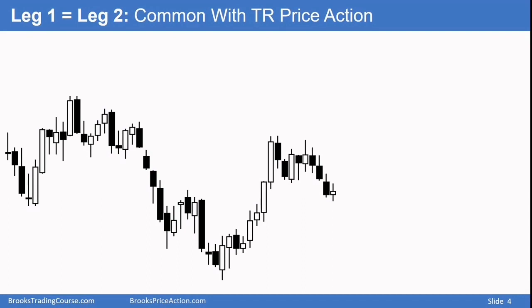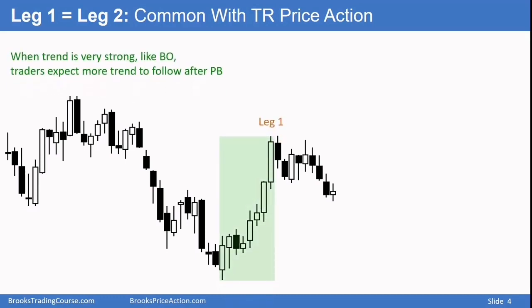In general, when a trend is strong, like during a strong breakout, traders expect that after a pullback, the trend will try to resume. And their first goal is to look for a second leg up that is about as big as the first leg. So here we have a strong bull breakout of a bear channel and a pullback. Traders will buy the pullback looking for a second leg up.